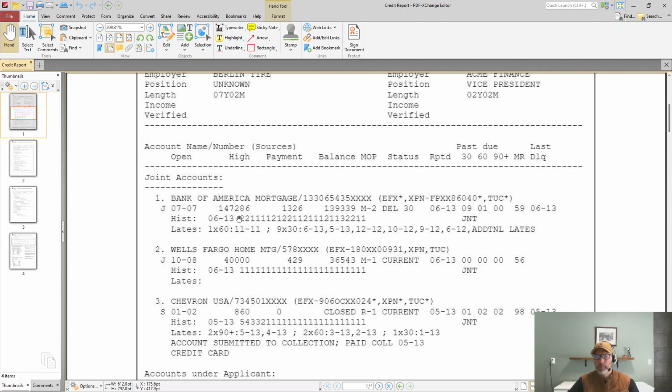Now, this would be something that a lender would look at as a significant risk, because they have repeated lates, but not only do they have repeated lates, they are currently late. And they would generally want to see that current before they're considering making any sort of a loan.